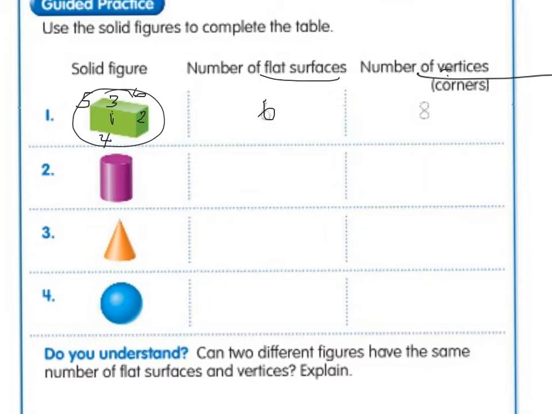And then for corners or vertices, I'm just going to zoom in on this so you can kind of get a better look. So 1, 2, 3, 4, 5, 6, 7 is all we can see. Now, there is another one below on that side. Okay, so that's how they got 8 for that.